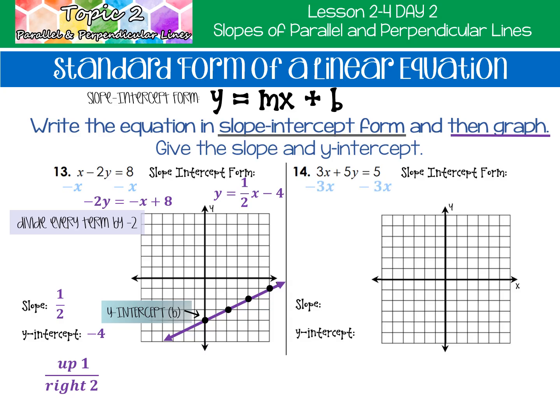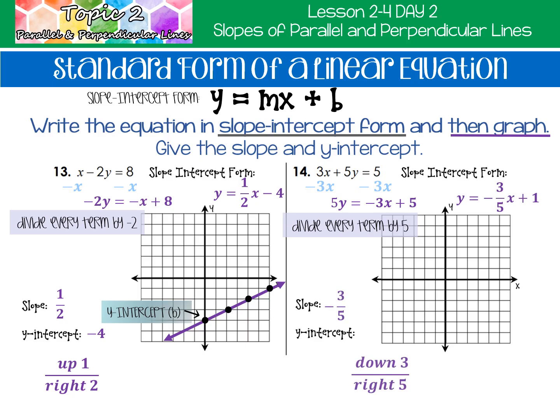Next one, subtract the 3x on both sides. Bring down your 5y equals negative 3x plus 5. We're putting them in order. Divide every term by 5. y equals negative 3/5 x plus 1. That gives us a slope of negative 3/5. So we're going to go down 3, right 5. Start at our y-intercept, which is 1. So down 3, right 5, and draw our line through.